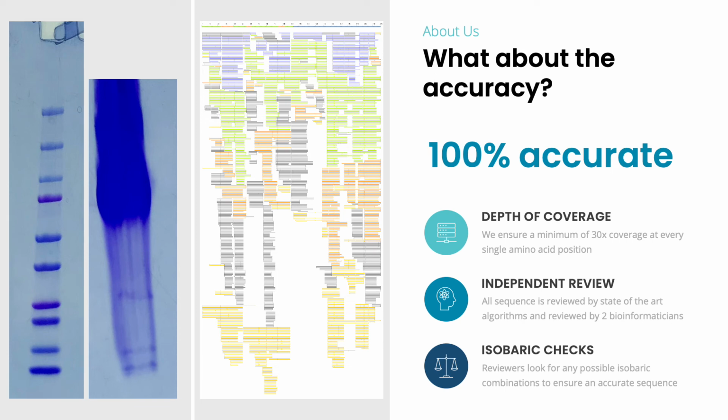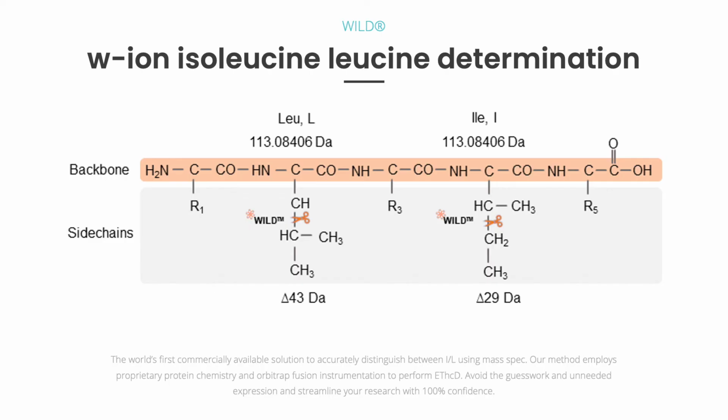And although our process is going to start out with an AI-driven deep learning algorithm, we want to ensure that every single sequence is independently reviewed by a minimum of 2 bioinformaticians. They review the spectra to confirm every single residue and do isobaric checks looking for combinations of amino acids that even weigh the same on the mass spec.